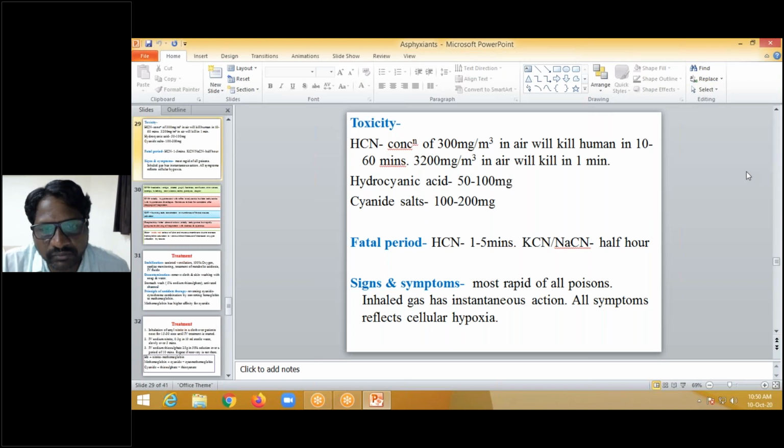So come to the signs and symptoms of the person who is exposed to the cyanides. It is the most rapid of all poisons; inhaled gas is instantaneous. Ingestion involves digestion and absorption, and these processes take more time compared with when the person inhales the gas. It is instantaneous death. All symptoms reflect cellular hypoxia in case of cyanide poisoning.